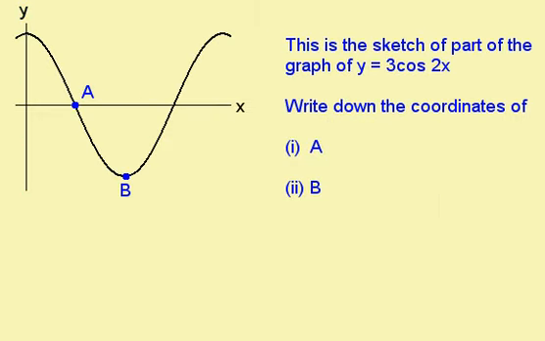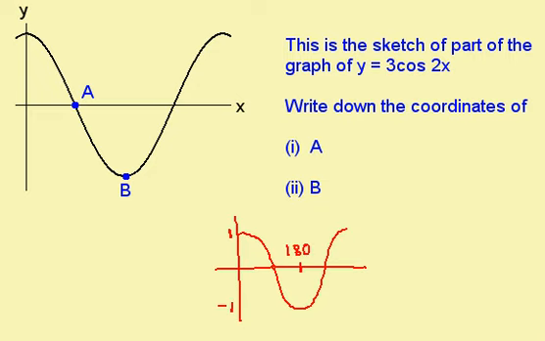Here's another exam question for you to try. Press pause and have a go at it. When you're ready for the answers, press play. I'm going to start by sketching the graph of y equals cos x, which I know looks like this. On y equals cos x, this point is at 1, and this is at -1. Here is 180, and here is 90.